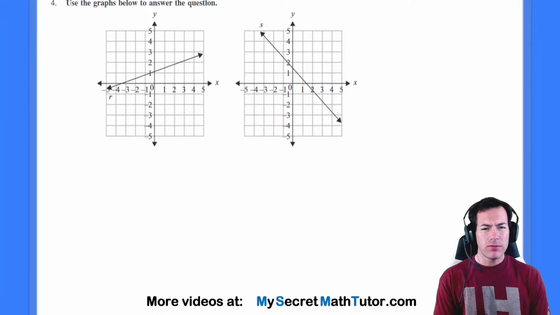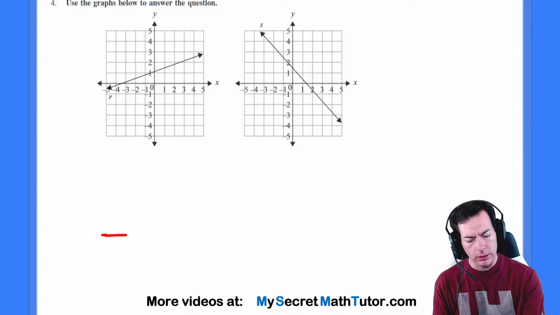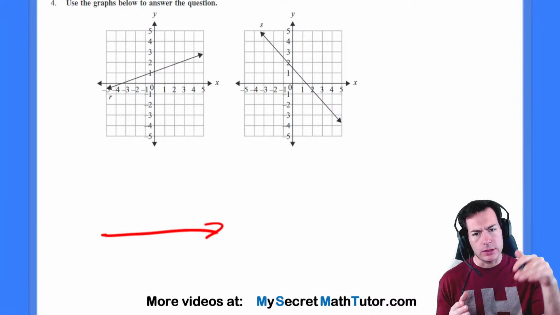And if I'm trying to figure out the negative slope, what I'm doing is reading it from left to right. So really look at these graphs from left to right. And I'm trying to figure out which ones actually go down.